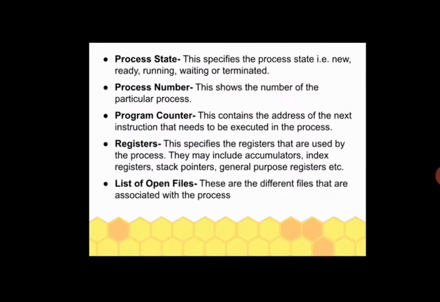So we will be having some data here. The process state specifies the state of the process, that is, new, ready, running, waiting, or terminated. We have one diagram for this; in the previous video I showed that diagram. If you have any doubt, you can check that video again. Now there is the process number. The process number is nothing but the PID. It shows the number of the particular process.